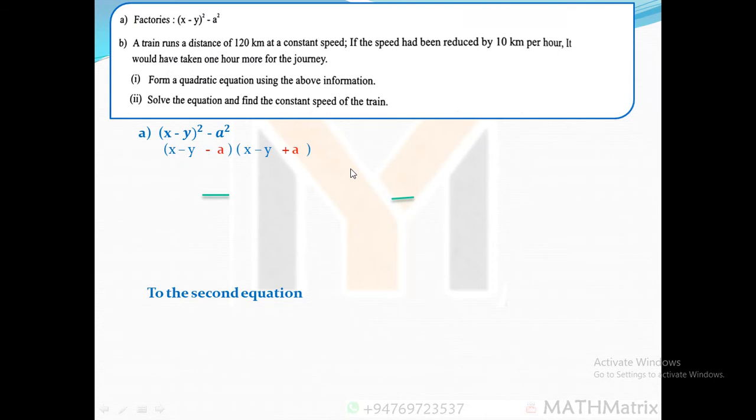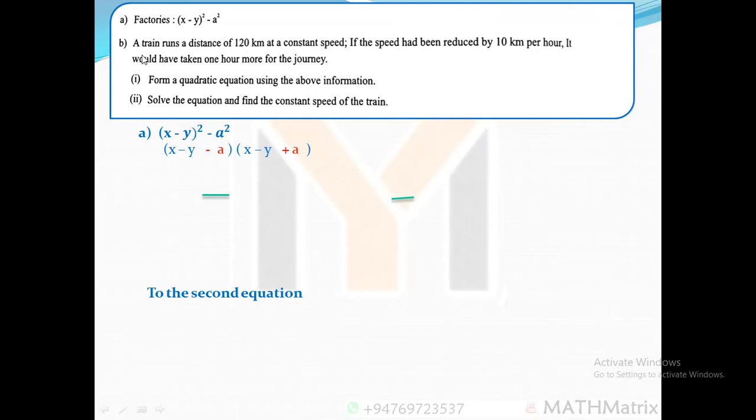A train runs a distance of 120 km at a constant speed. If the speed had been reduced by 10 km per hour, it would have taken 1 hour more for the journey. Okay, form a quadratic equation using the above information. And the second one is solve the equation and find the constant speed of the train. Okay, right. So how to mark this?